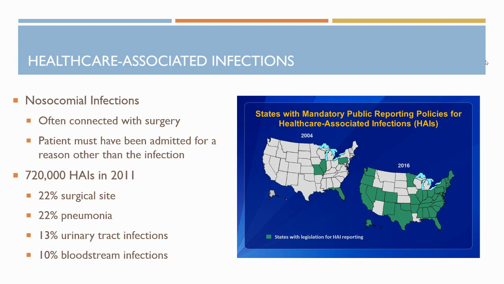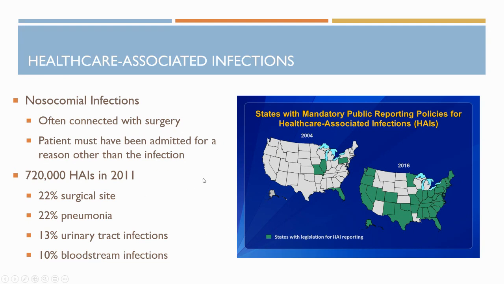Healthcare-associated infections. These are nosocomial infections. Iatrogenic, we learn, are connected with surgery, so iatrogenic are a subset of nosocomial. Nosocomial are those that are acquired within a healthcare setting. So the patient was admitted for a reason other than the infection. If you go into the hospital with pneumonia, that's not nosocomial. You're in the hospital because you had pneumonia beforehand. And then if you come up with a secondary infection, like a staph infection, a MRSA infection, the MRSA would be the nosocomial infection. So it's picked up while you are in a healthcare setting.